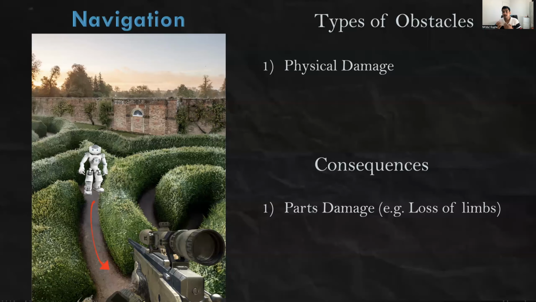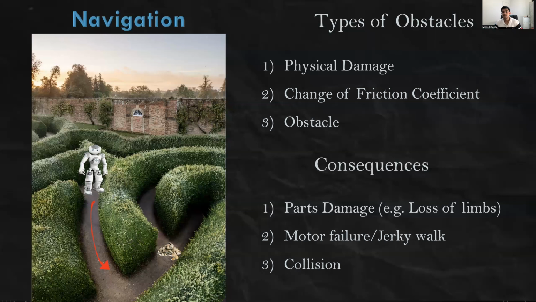Let's have a look at the damages because we are going to study how to recover from them. So let's take a look at the consequences of a particular damage. There may be a physical damage due to a bird hitting it, or an attack. The consequences could be parts damage. It could lose a limb, so it could have just one leg on its way. There would be a change of friction coefficient. That means there might be a motor failure if the leg got stuck, or a jerky walk, or the robot could slip as well. Third is an obstacle, which could result in collision, which again comes up as physical damage.